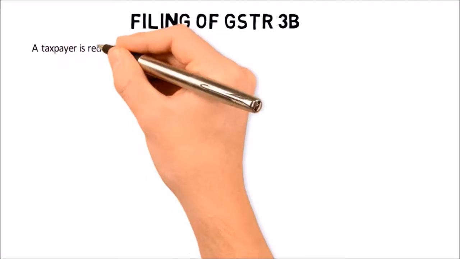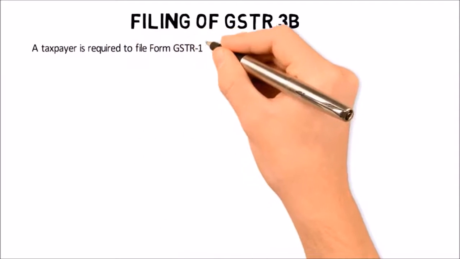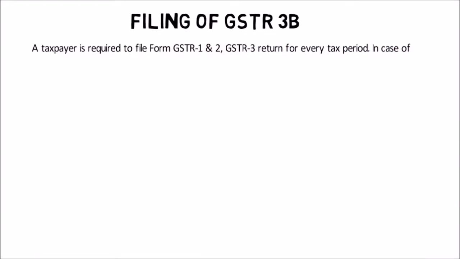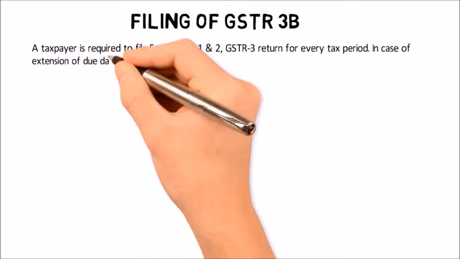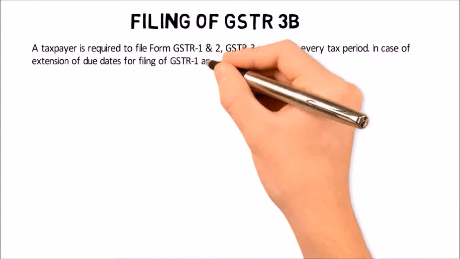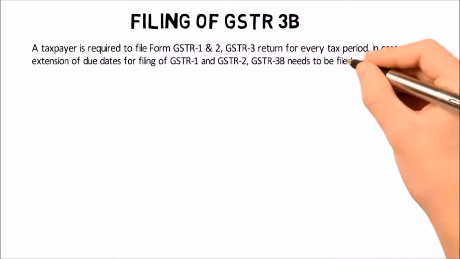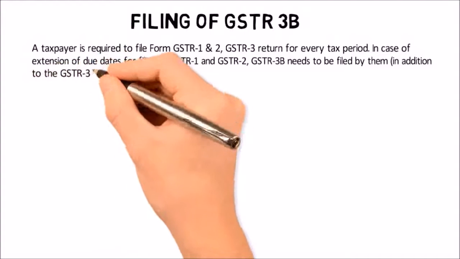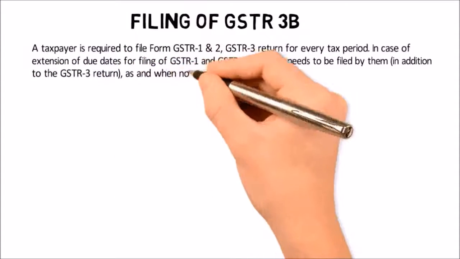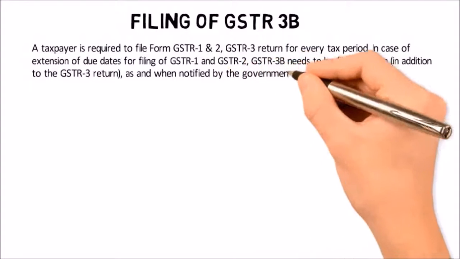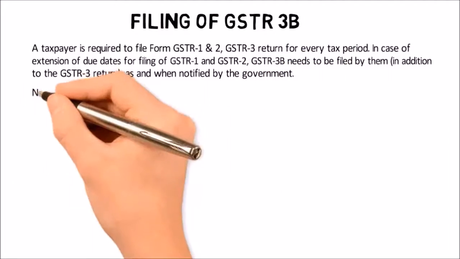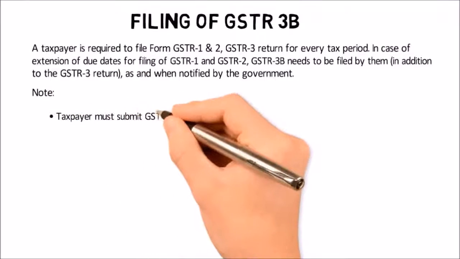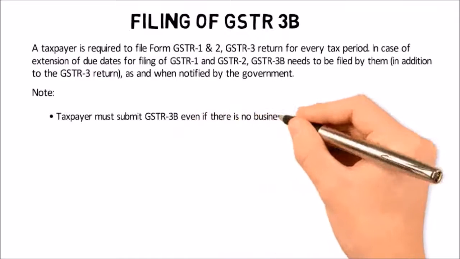A taxpayer is required to file Form GSTR-1, GSTR-2 and GSTR-3 return for every tax period. In case of extension of due dates for filing of GSTR-1 and GSTR-2, GSTR-3B needs to be filed by them, in addition to the GSTR-3 return, as and when notified by the government. Note: the taxpayer must submit GSTR-3B even if there is no business activity.